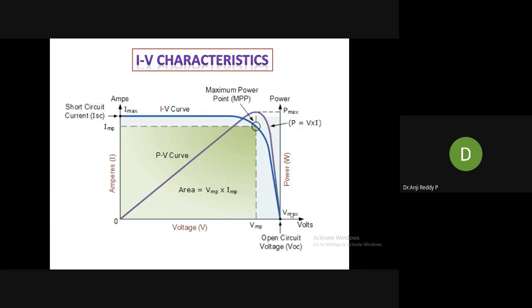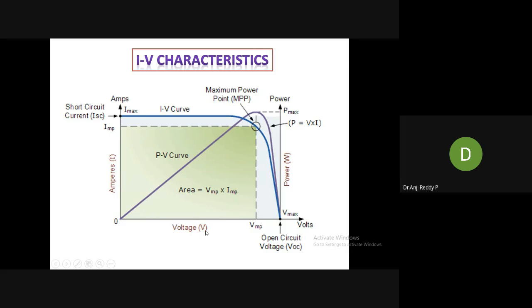Particularly here we are studying two types of characteristics: IV characteristics and PV characteristics. The heading I have given is only IV characteristics, and we are seeing two graphs in this diagram. On the left side we are taking the current I on the y-axis and voltage on the x-axis, and on the right side we are taking power.